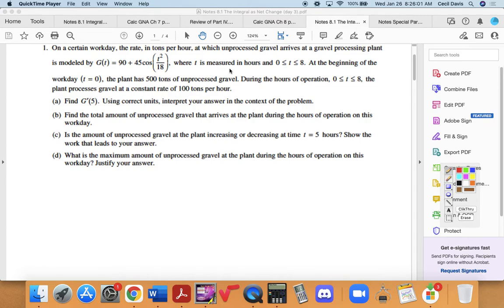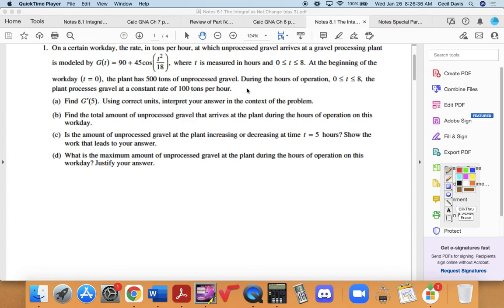All right, where t is measured in hours and t is between 0 and 8. So that's a work day. At the beginning of the workday, t is equal to 0. The plant has 500 tons of unprocessed gravel. That's another important piece of information. This is how much you have to start with. During the hours of operation, from 0 less than or equal to t less than or equal to 8, the plant processes gravel at a constant rate of 100 tons per hour.